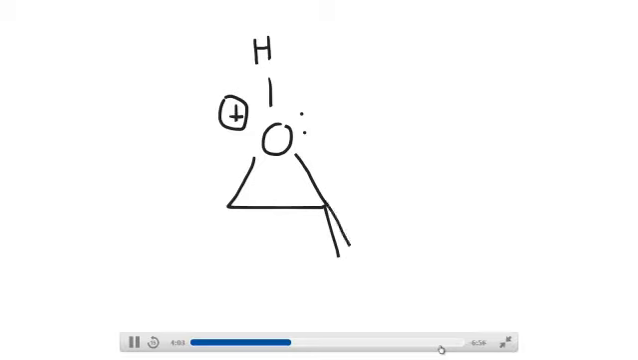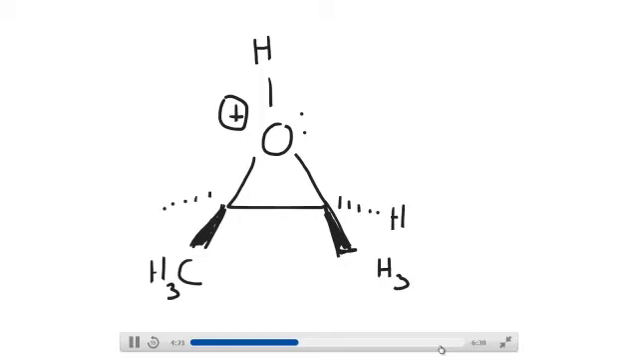There is positive charge delocalized through this three-membered ring. And so this positive charge is not completely localized on that oxygen. It is delocalized onto the two carbons of this ring by induction. And they do bear some of this partial positive charge.